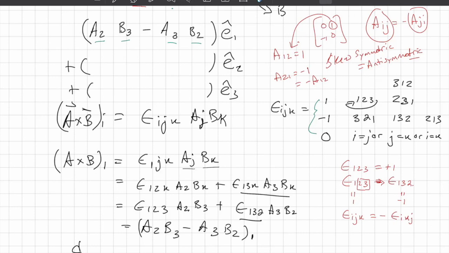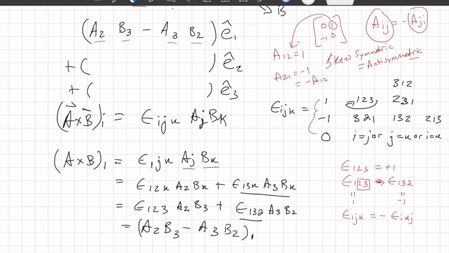And then you go back and you say, okay, epsilon 1, 2, 3. That's positive 1. Epsilon 1, 3, 2 is negative 1. So the first component of the cross product is A2B3 minus A3B2. And if you were to look that up, you would see that that was true. That is the first component of the cross product. You can then subsequently compute the second and the third component of the cross product and find that to be true.